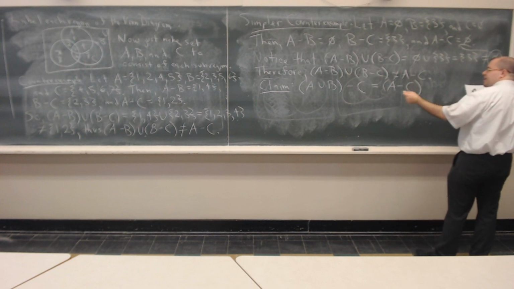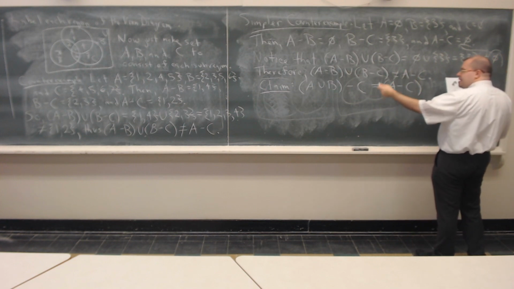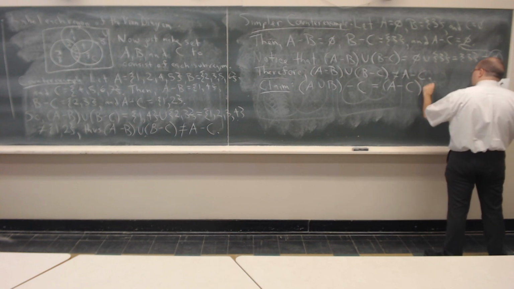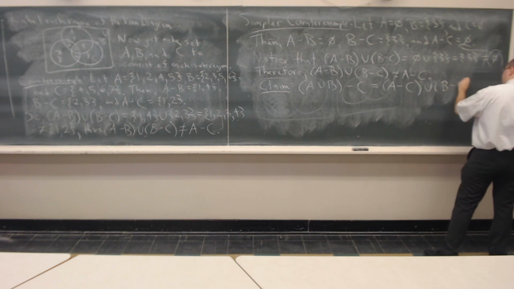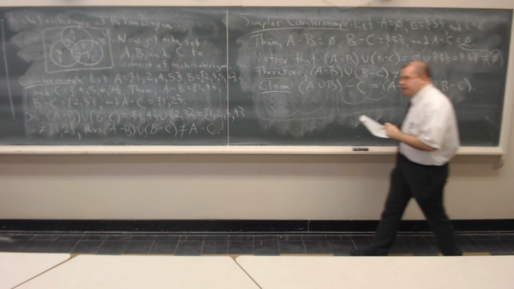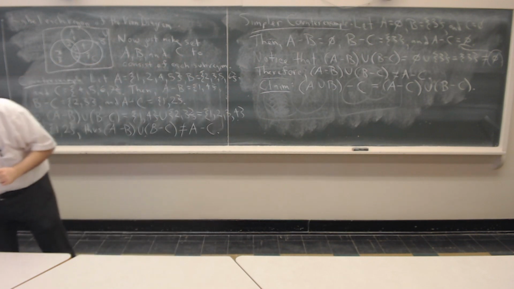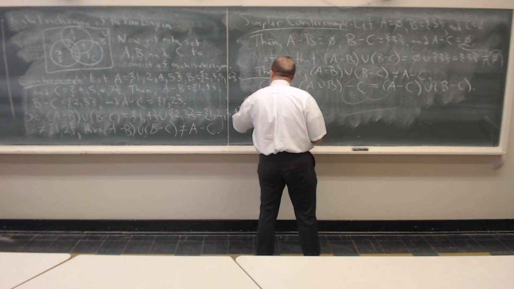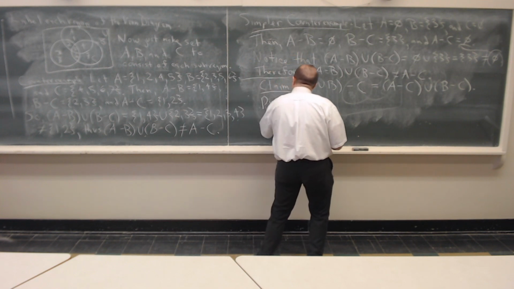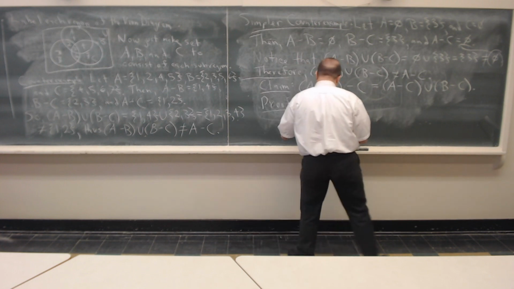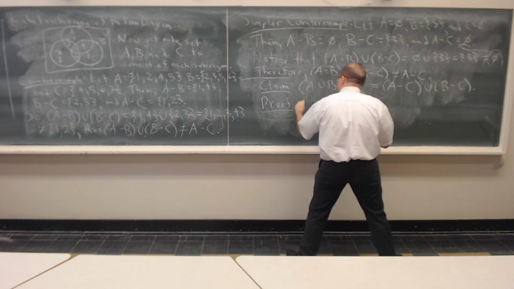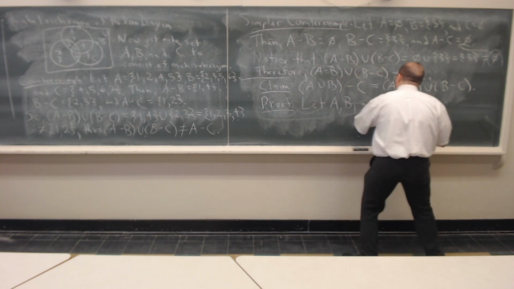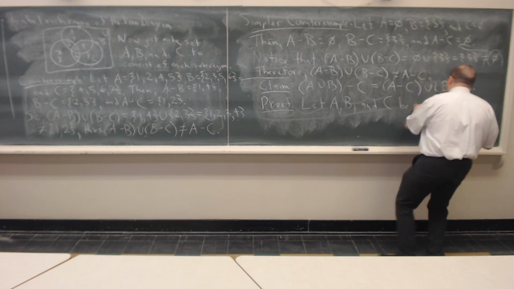So I'm going to check if, given any three sets A, B, and C, A union B set minus C is equal to A minus C union B minus C. So I'm going to try proving this. So let's do a proof. Here's a proof. What we're going to do is I'm just going to let A, B, and C be any sets.